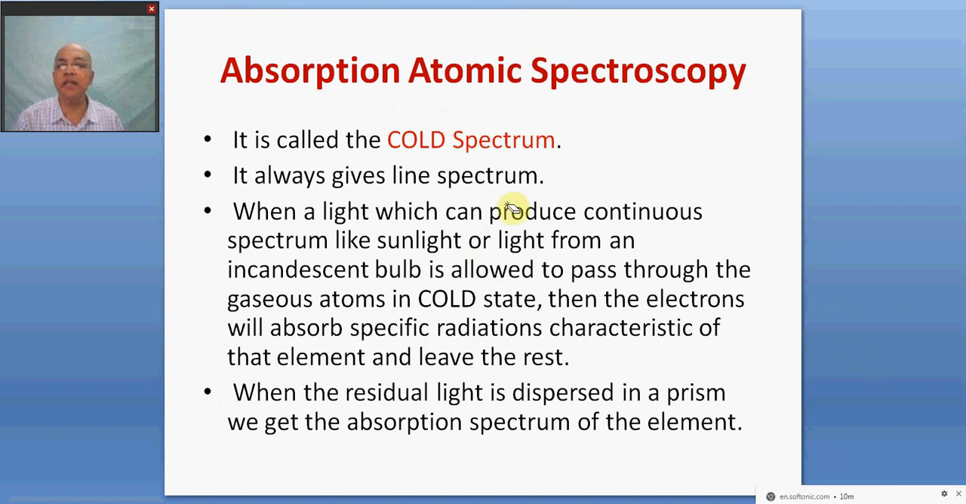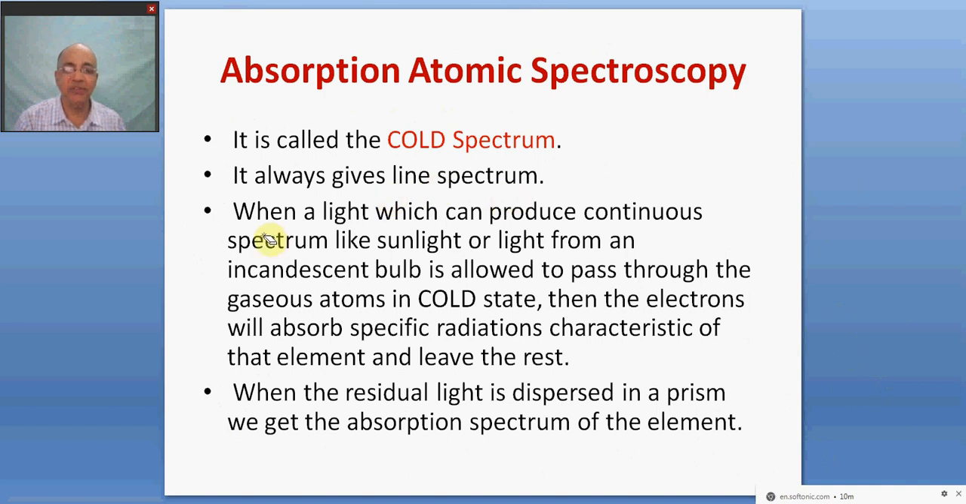Now let us read these lines step by step. Absorption atomic spectroscopy. This is also called the cold spectrum. Unlike the hot spectrum in the emission mode, in the absorption mode, this spectrum is called the cold spectrum. It always gives line spectrum. We shall see very soon what are the nature of these lines. Are they real lines or false lines?